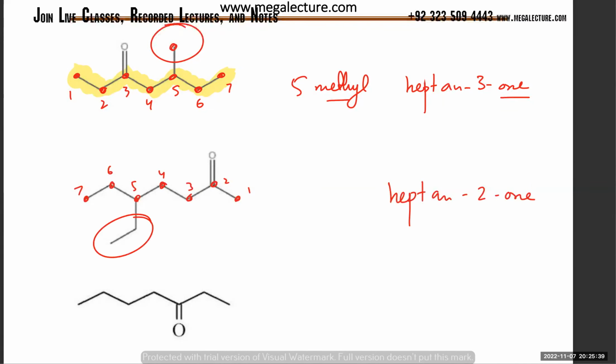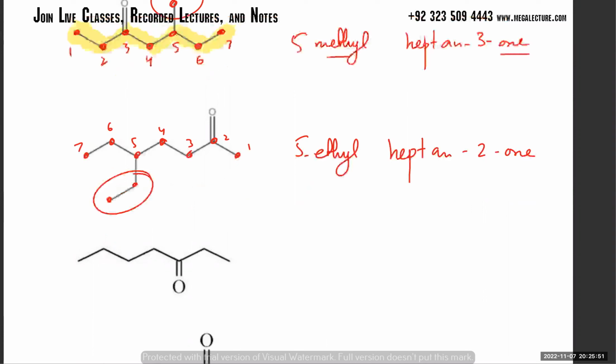And what is this? 5 ethyl. Okay. On the 5th one, there's an ethyl. There's 2 carbon atoms. So 5 ethyl. This one is simple. What will it be?